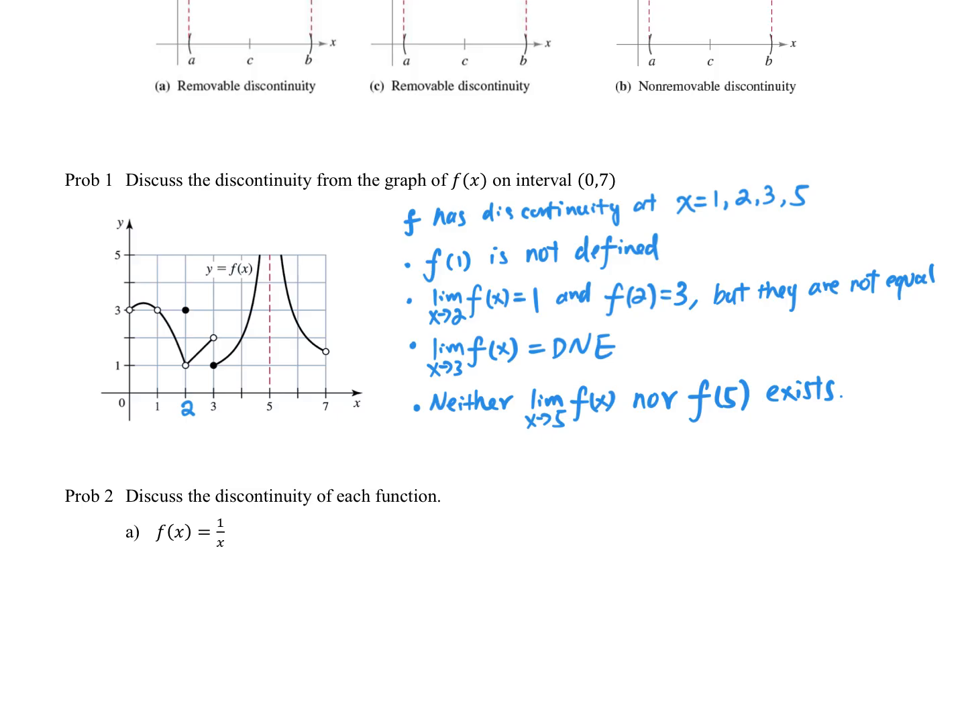So we can quickly write this down. Removable discontinuity at x equals 1 and 2, right?